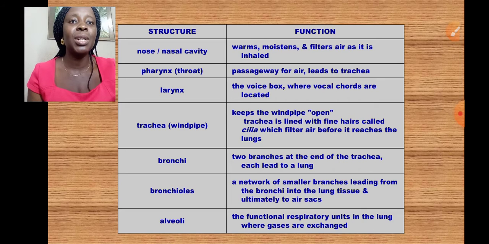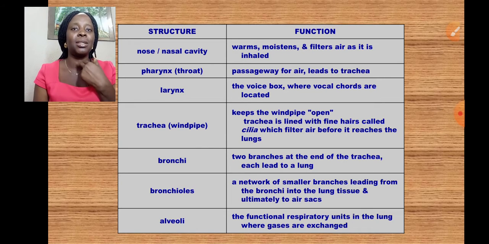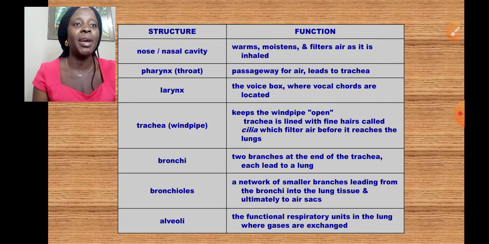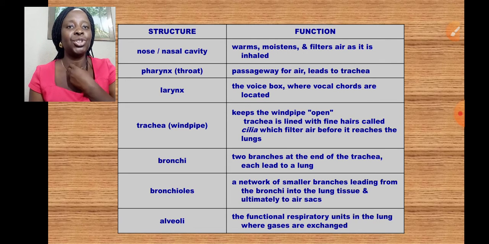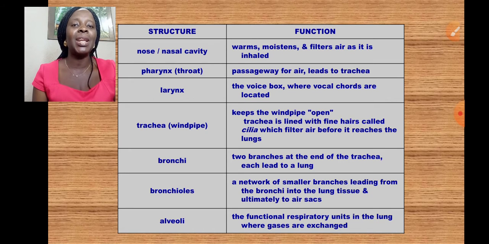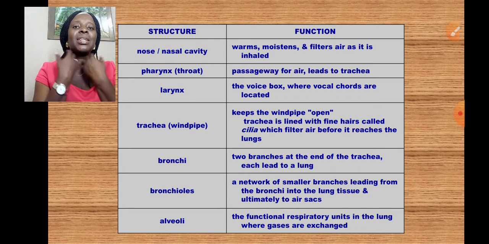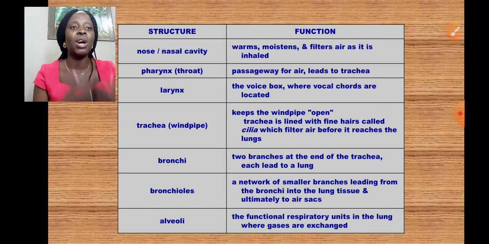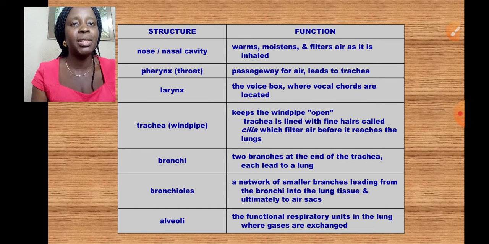Then the next one we want to look at is our pharynx, which is like the throat part, and that's where it's like a passage for air. It leads to our trachea. Then from there we have our larynx. Our larynx is like the voice box. That's where the vocal cords, like you can hear me, are located.